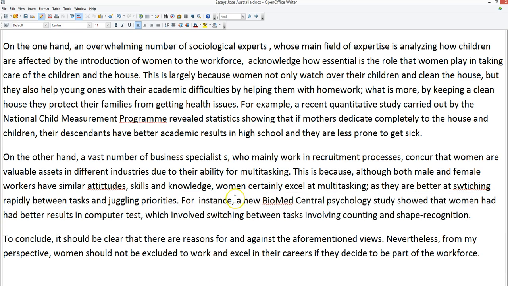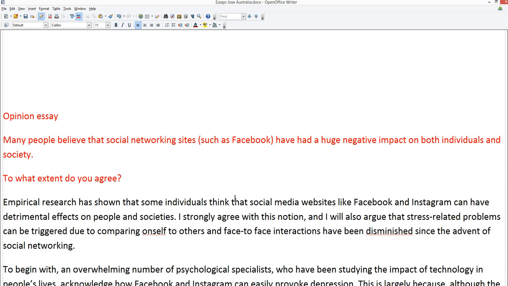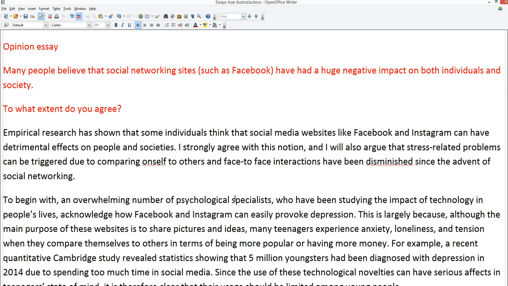Okay, so that's the thing about that one. Some of the sentences are overly complex. Now, this next essay is basically the same. So many people believe that Facebook has a negative impact. Well, yeah, it's a load of bollocks, essentially.